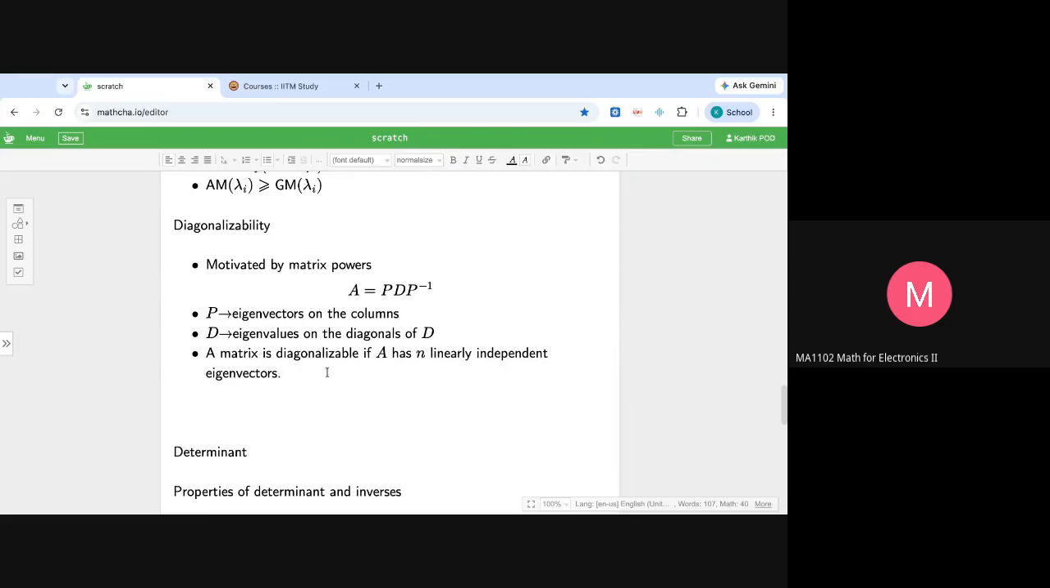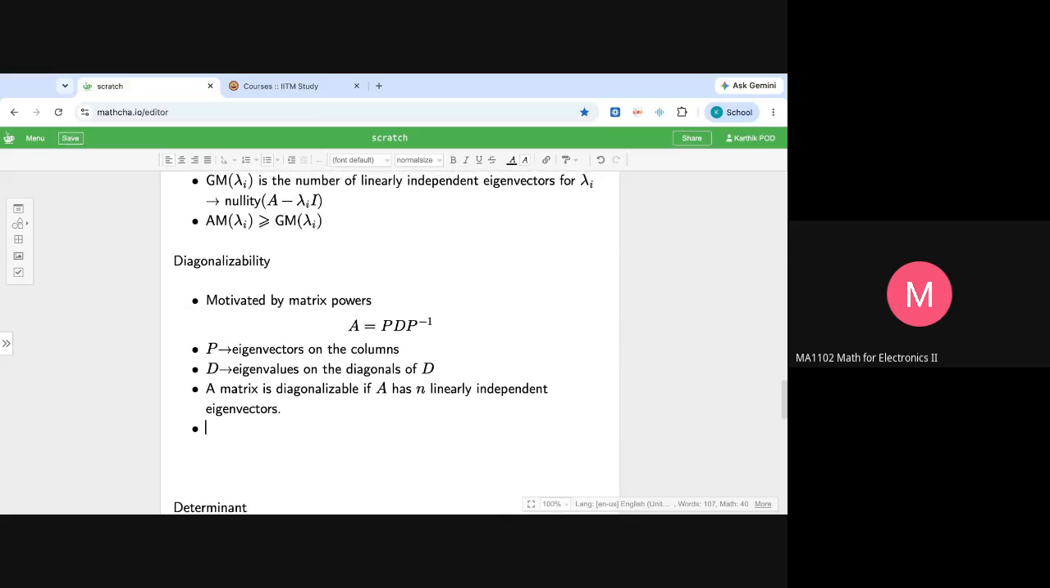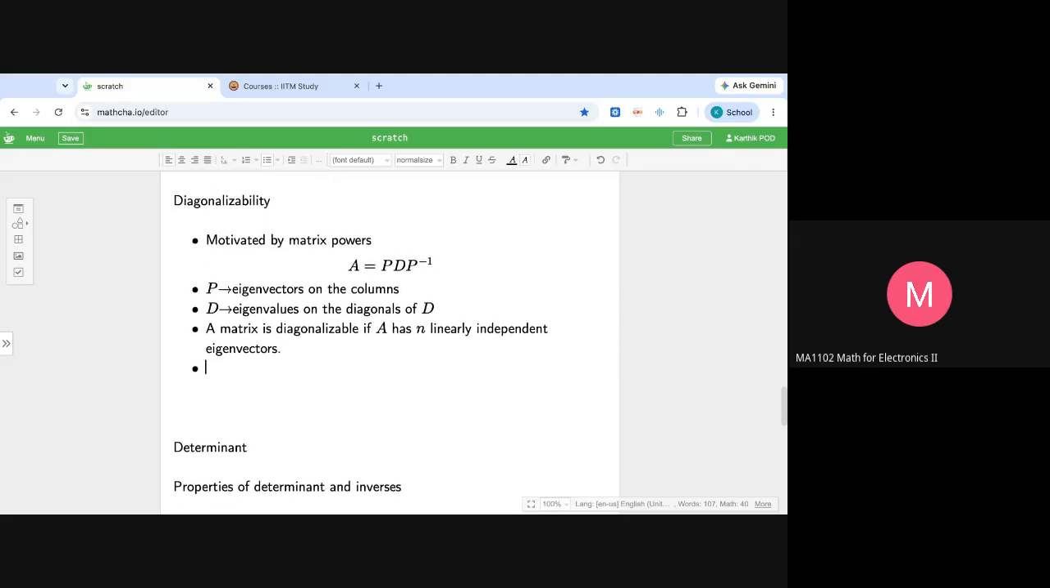So that is matrix powers, eigenvectors as columns, eigenvalues on the diagonal, if A has independent eigenvectors. Do we discuss similarity in this course? Matrix similarity, the similarity transform S A S inverse, right? I think in one of the lectures the professor discusses that.